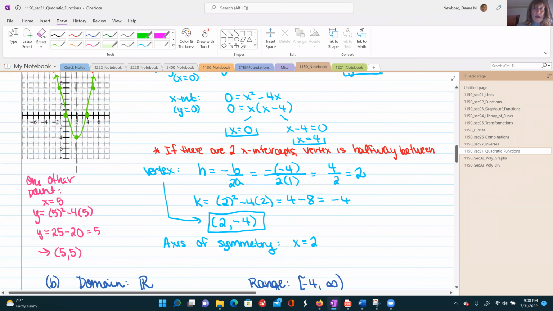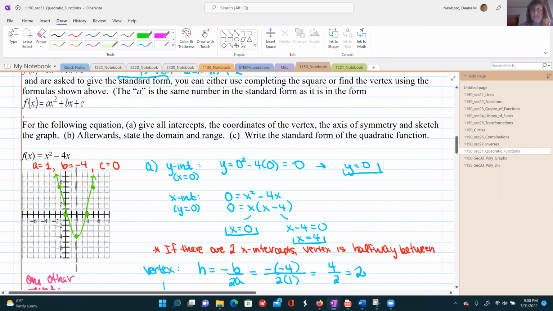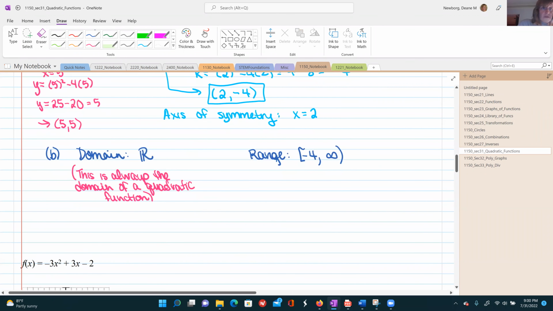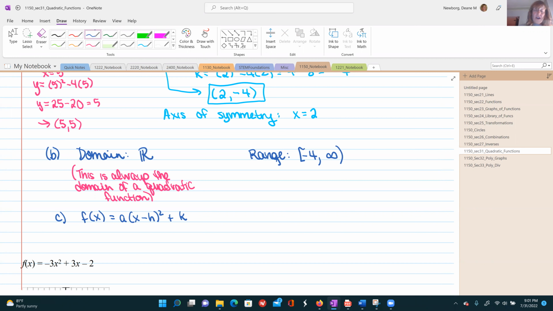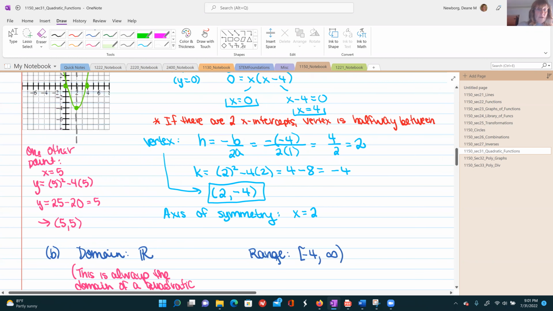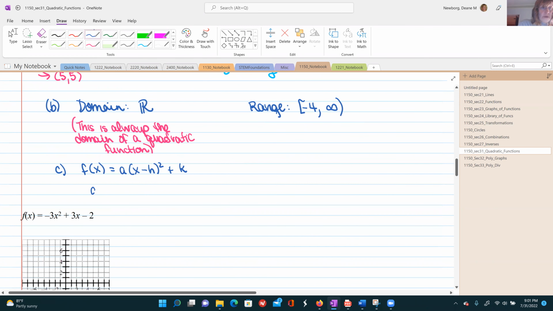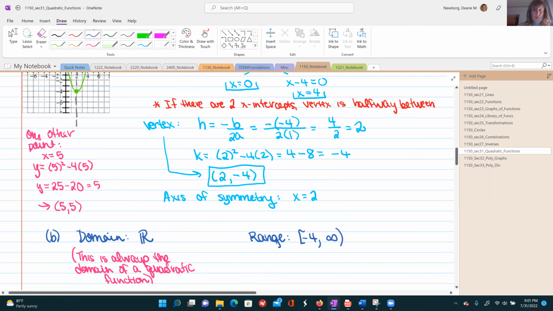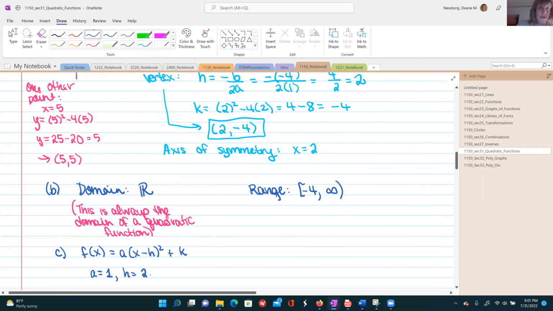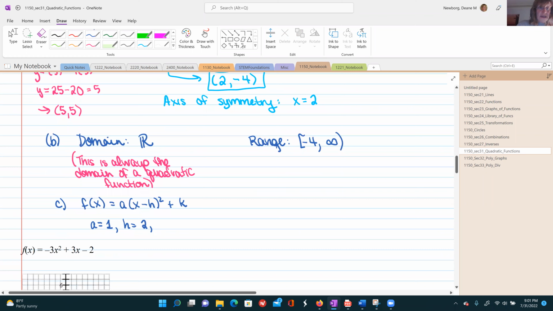Okay, and then part C says write the standard form of the quadratic function. So part C, the standard form looks like f of x equals a times (x minus h) squared plus k. And our a is the same between both forms. And we already set up here that a was 1. So we know a is 1. H is the x coordinate of the vertex, which was 2. And k was the y coordinate of the vertex, which is -4.